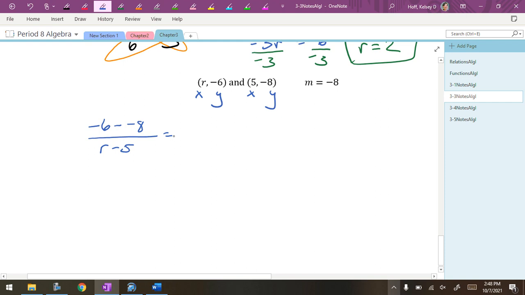Before you get too far, I set mine up as -6 minus -8 over r minus 5. But what do I set that equal to? Bingo, -8 over 1. Just checking that you knew to write your whole number over 1.